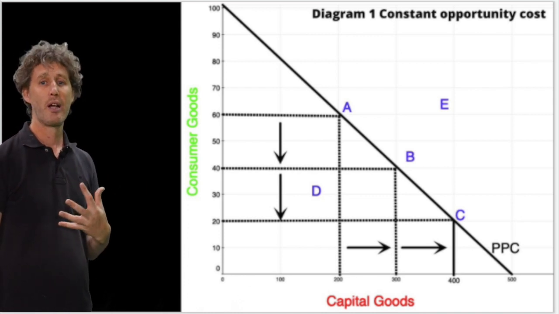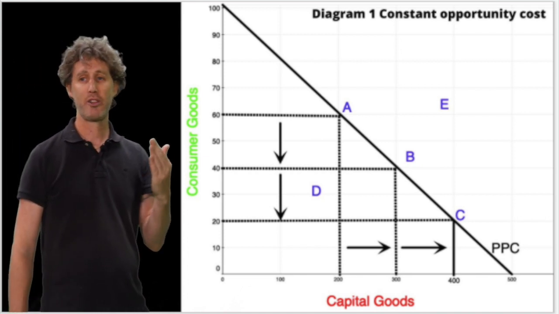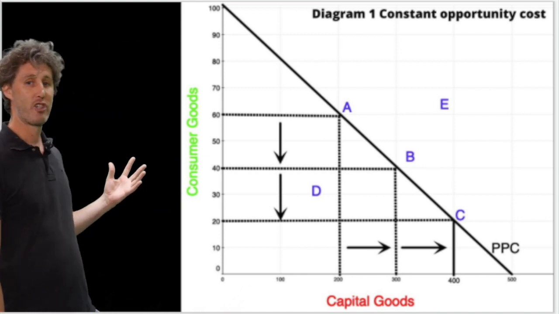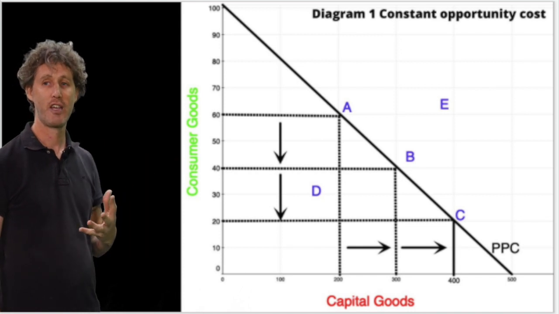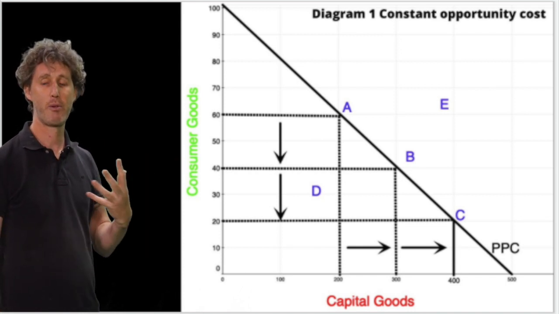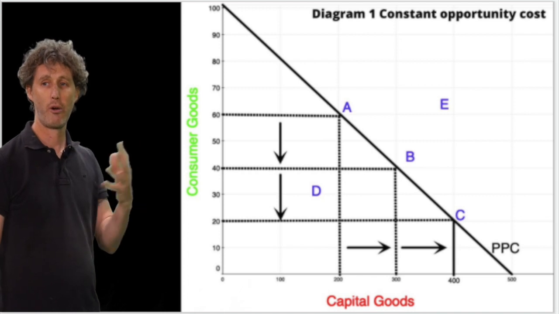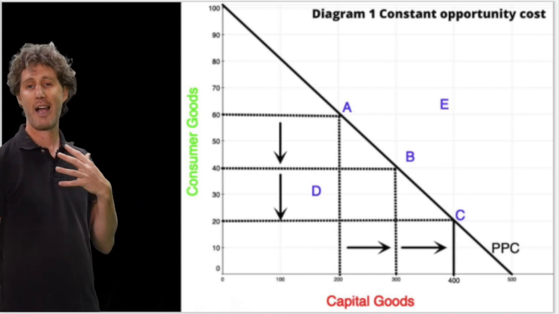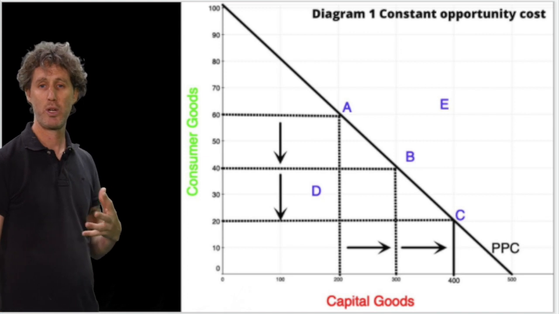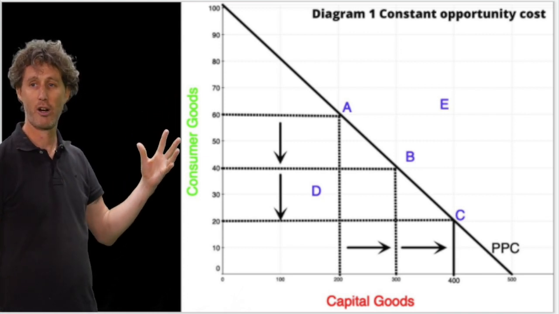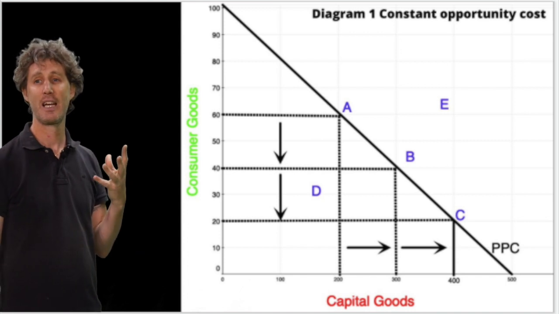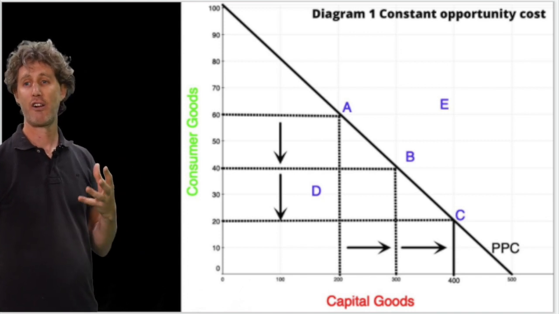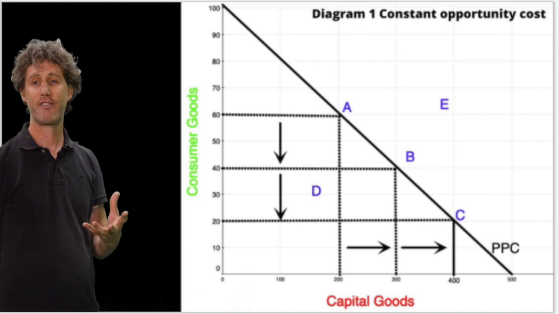Okay, now, any point on this PPC curve line is an efficient point. So the PPC curve shows efficiency all along the line. It doesn't matter if we produce only consumer goods or only capital goods or any other allocation in between. Any point on the PPC curve line is an efficient point. So point A, for example, where we're producing 60 consumer goods and 400 capital goods, is an efficient point.